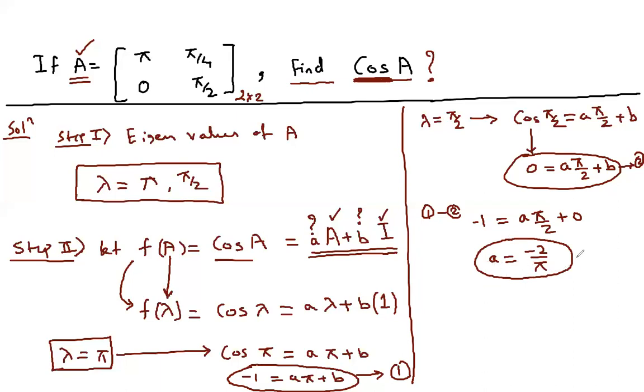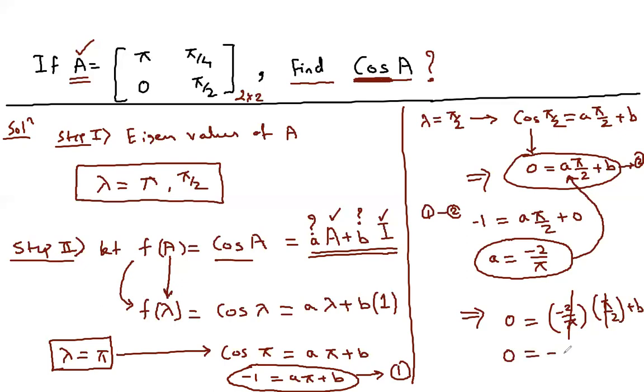The moment you find the value of A, you can substitute this back in one of the equations. Let's say we'll put it back in equation number 2, and that will become 0. Now this equation will become 0 is equal to A, which is negative 2 by pi, times pi by 2, plus B, right? And now this will cancel out, but there is a negative sign. So it is 0 is minus 1 plus B. So I got B is equal to 1.